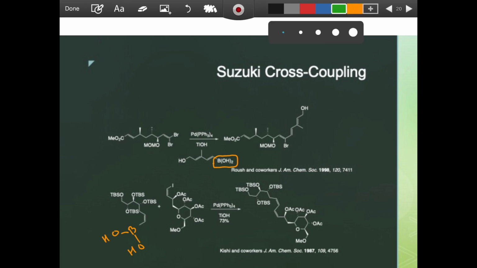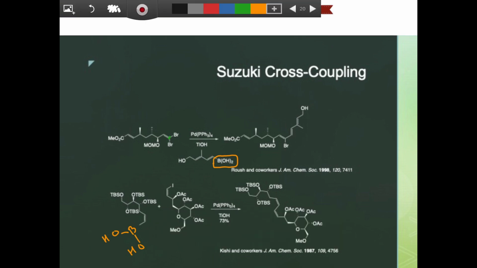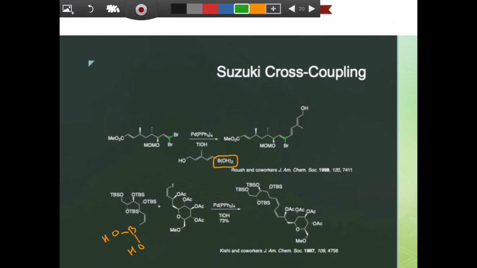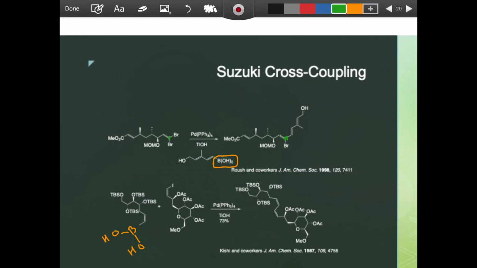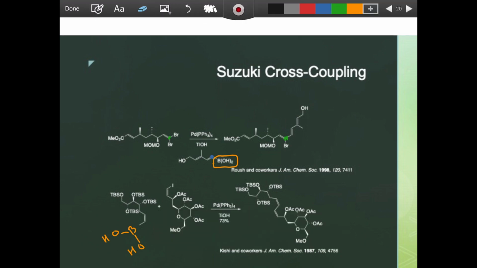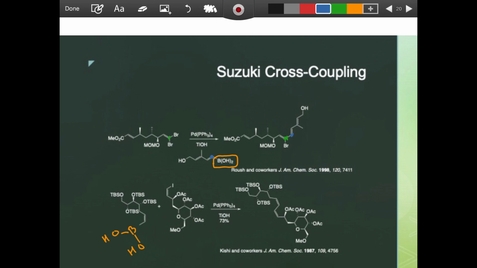So again, same kind of thing. Here, and here. And then we're going to pick a different color here. Blue. This, and that. Okay. So then that couples together.